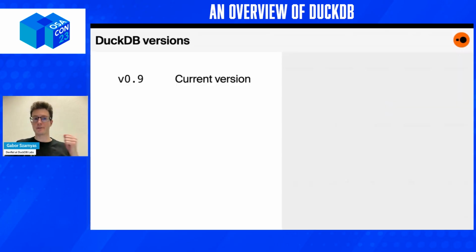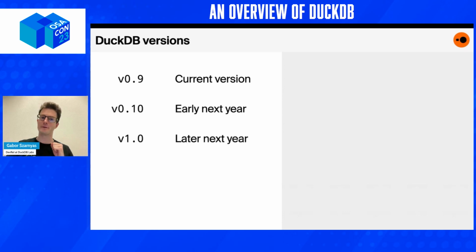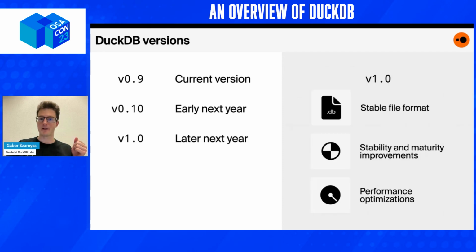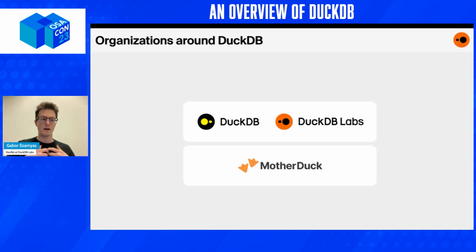So the DuckDB landscape: we are currently at v0.9. Next year, we have one more version, v0.10, before we go for the big one, which is v1.0. v1.0 is expected by many people, I think, because it will finally introduce a stable storage format, along with stability and maturity improvements, and the usual performance optimizations that we have.